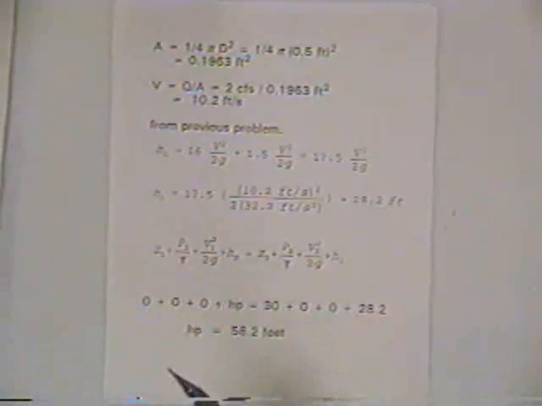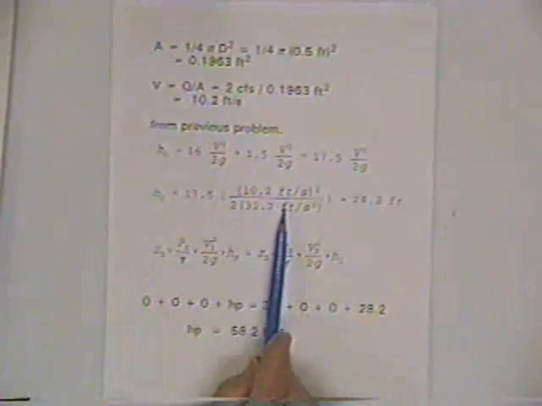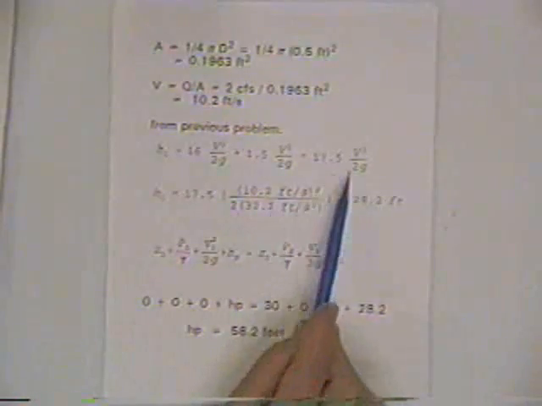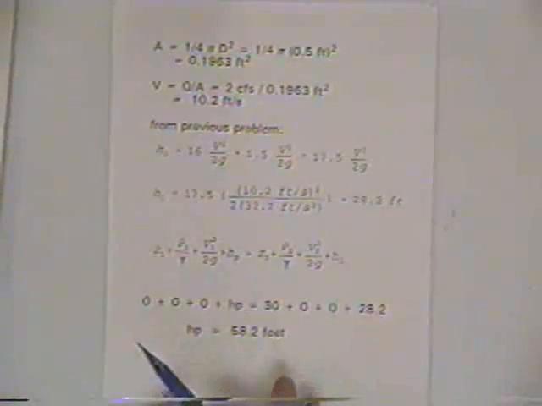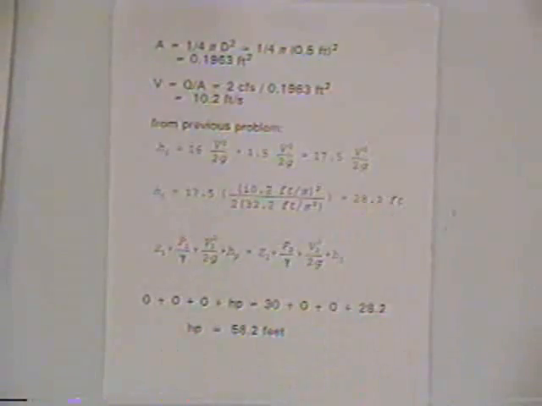This time, though, we know the velocity, so we can go ahead and plug the velocity in. We're given the discharge in this problem, and so given the discharge, we can plug it into this expression and get a head loss of 28.2 feet. And now we know the head loss term, and we want to compute the pump head term.